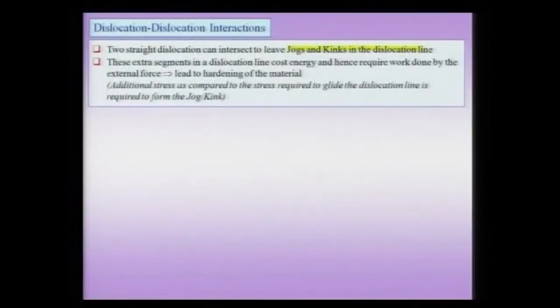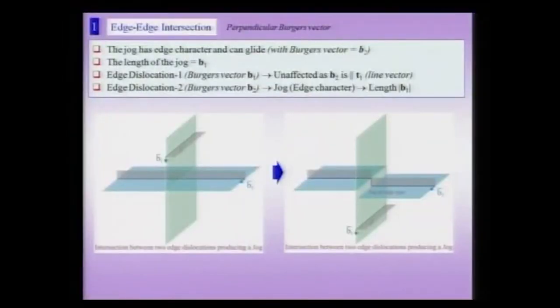As we had seen, the production of jogs and kinks in the dislocation line costs extra energy. That means it also requires extra stress to be applied to cause continued plasticity when such defects are forming on the dislocation line. So, what kinds of dislocation interaction can I consider, and how can they lead to the formation of these jogs and kinks? We will take up four cases.